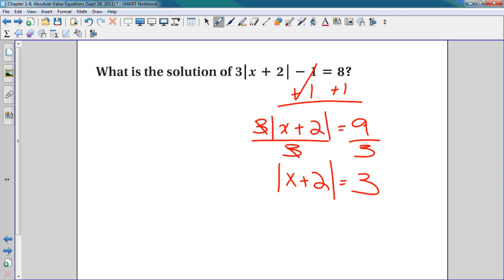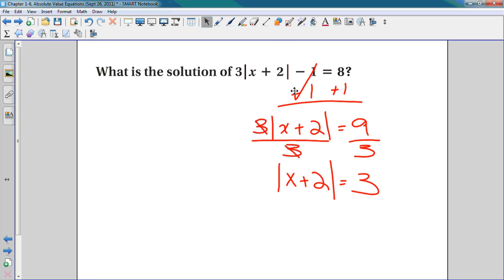You cannot distribute into absolute values. You can never, ever do this: 3 times the absolute value of x plus 2. It's not the same as a parenthesis. It acts similar to a parenthesis. It keeps the stuff inside locked into it. You can't touch anything in it, and you can't distribute. You can only distribute parentheses. So don't do that. Question?